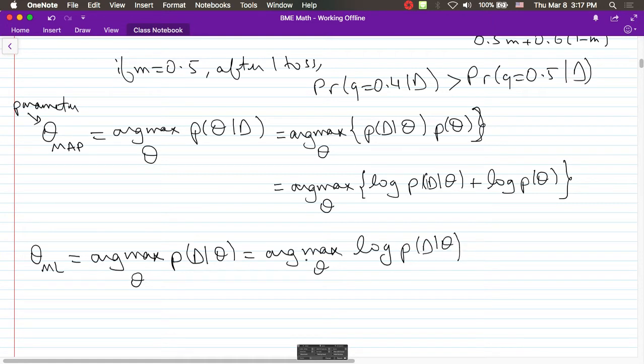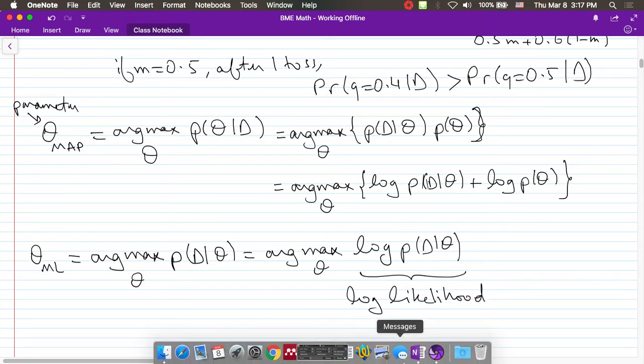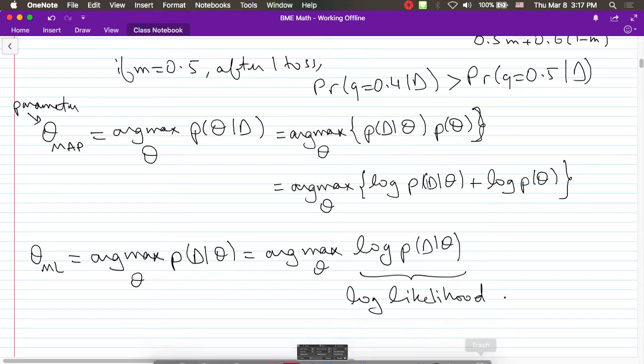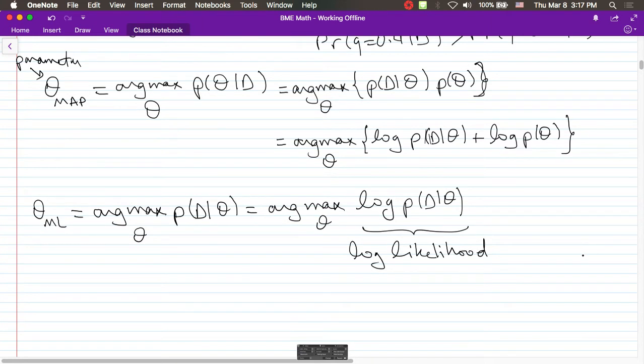okay, now compare these two equations. See, in the Bayesian estimator, it's the same log here, but you've added to it this new term. Whereas in the maximum likelihood estimator, you just have the likelihood. Does that make sense? This is what the prior is doing.